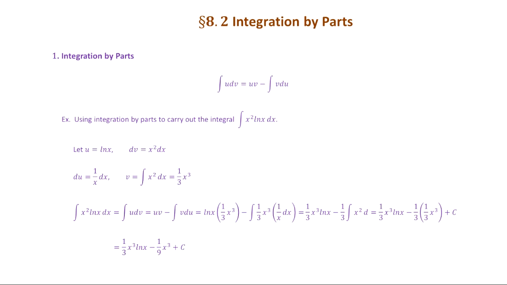So now that's easy to integrate. X squared integrates to 1/3 x cubed. So the whole thing is 1/3 x cubed ln x minus 1/3 times 1/3 x cubed plus c, and that's just 1/3 x cubed ln x minus 1/9 x cubed plus c. So again, integration by parts works. Any questions at this point? No questions, then just continue.